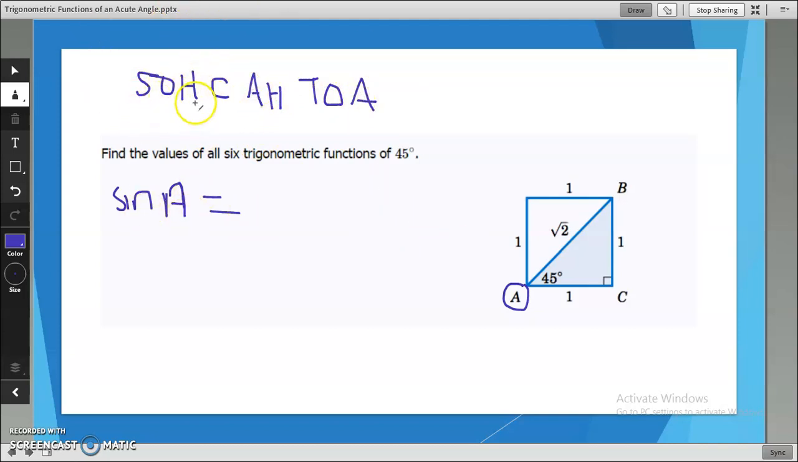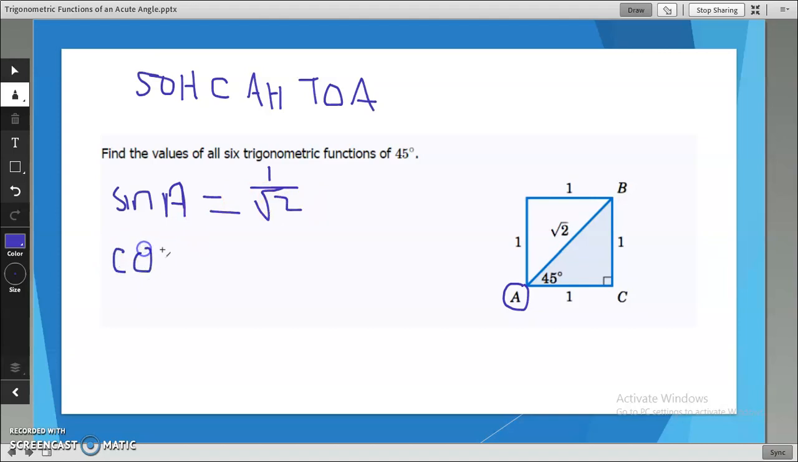SO is opposite over hypotenuse. So my opposite is right here, 1. Hypotenuse is always directly across from the right angle, square root of 2. I'm going to leave it like this. We know that in algebra, we do not leave the radical in the denominator, right? That's something that we already know. But I'm not going to take the time to do that. I'm sure this is starting to look familiar to you.